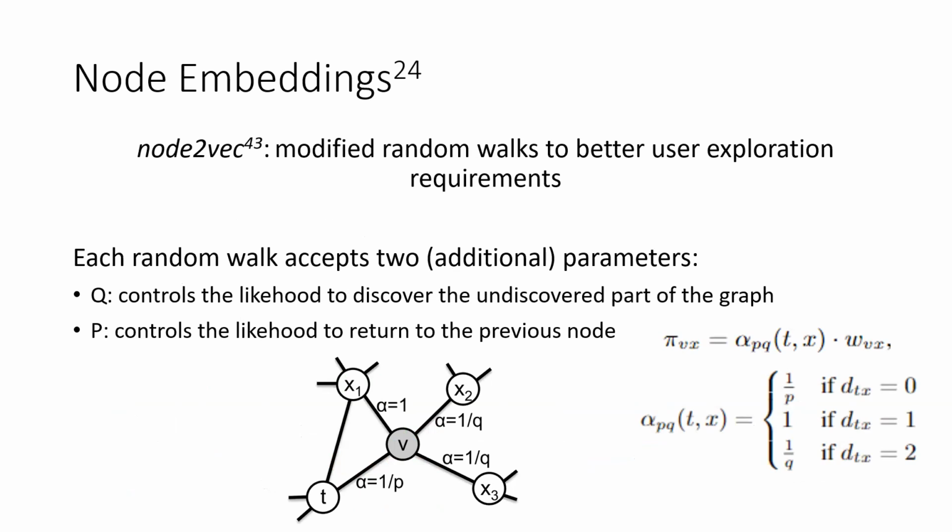So in order to perform a random walk, the random walk accepts two additional parameters. One is Q, which controls the likelihood to discover an undiscovered part of the graph, and P controls the likelihood to return to the previous node. So if we have large P, then the random walk will stay more local. While if I have a large Q, where it tries to discover more parts of the graph, then the random walk will try to do more breadth first. Like from where I am, I'll try to explore all my neighbors before going deeper, or more recursively, in the graph.